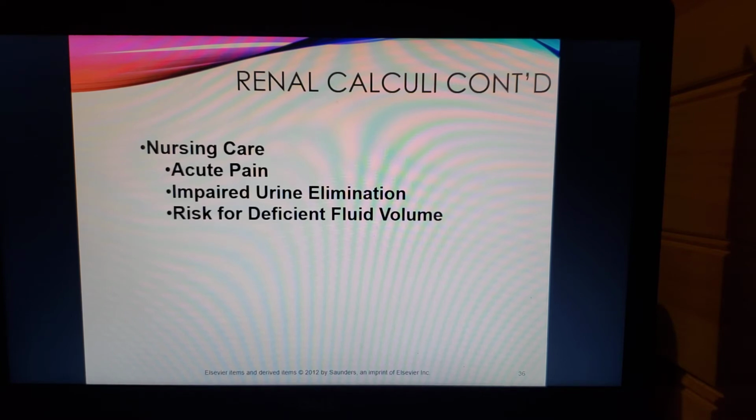Let's look at nursing care for the patient who has a renal stone. Acute pain is going to be an issue. So you're going to assess the characteristics of the pain. What is it on the pain scale? And then you're going to administer analgesics and antispasmodics as ordered by the physician. We can also teach the patient relaxation and imagery, back rubs, some of those types of interventions can help.